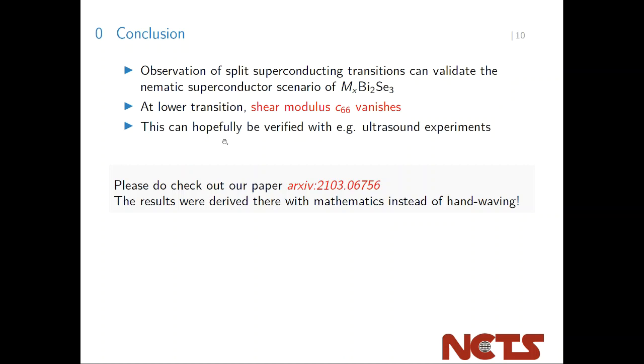In conclusion, we hope that experimentalists can go and look for this split pair of transitions in bismuth selenide, to prove or disprove convincingly that it is a nematic superconductor. Our theoretical prediction is that at the lower transition, the shear modulus C66 has to vanish, going all the way down to 0. This should be a very dramatic signal that, if you are looking for it in, say, an ultrasound experiment, should be very difficult to miss.